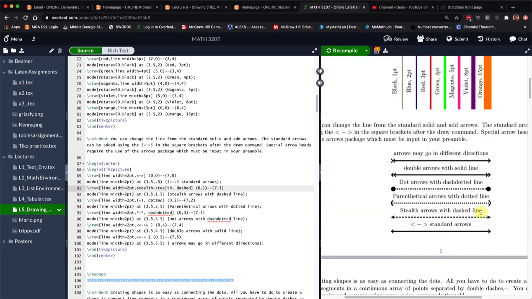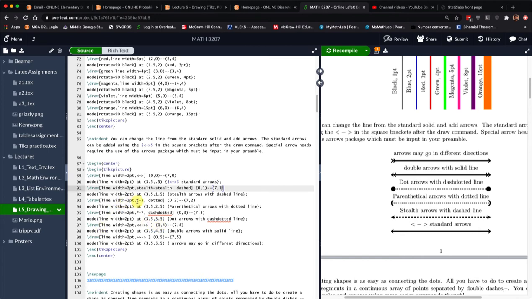But it gives these neat little stealthy looking arrows at the end. And the other thing I did was I wrote the word dashed in there. And instead of going down or side to side like I did with my colored lines above, I went and put this at 0, 1 to 7, 1. So I just went up 1. So I'm building it up. As we go down this list, I'm building the different arrowheads and line types as we go up.